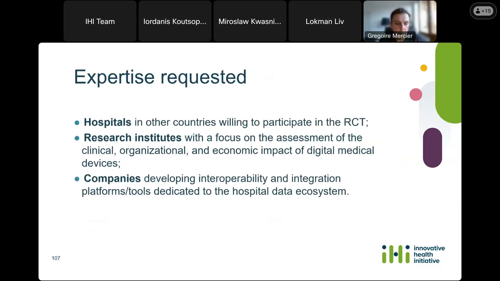And so we are looking for a consortium to join. I think that's clearly the best option for us. And namely, other hospitals in different countries willing to participate in this RCT, in this approach, but also research institutes with a focus on being able to assess a multidimensional impact of digital medical devices and specifically clinical, organizational, and economic impact. And also, we would be willing to talk to companies developing interoperability and data integration platforms or tools that could be used in international hospital data. Next, please.